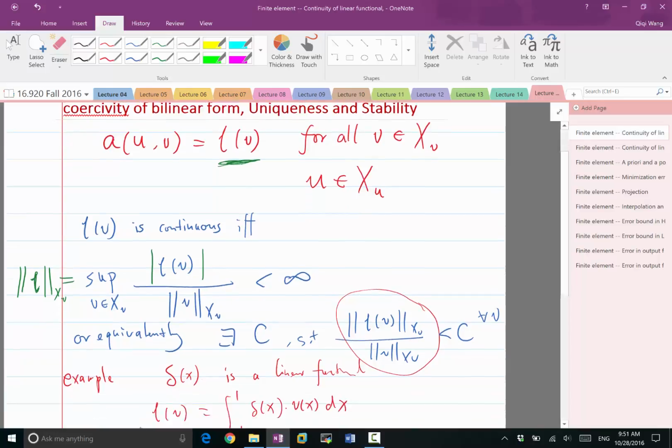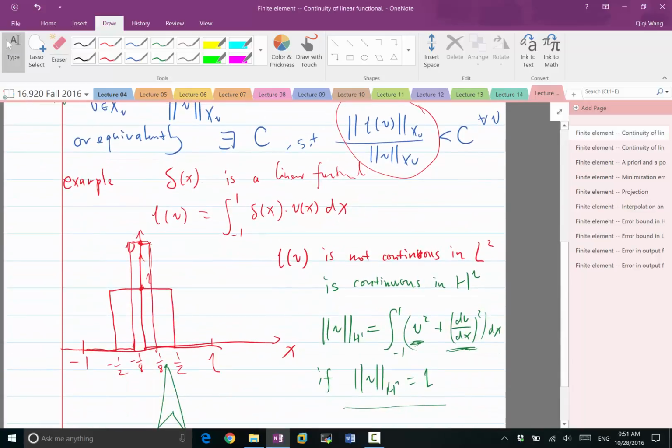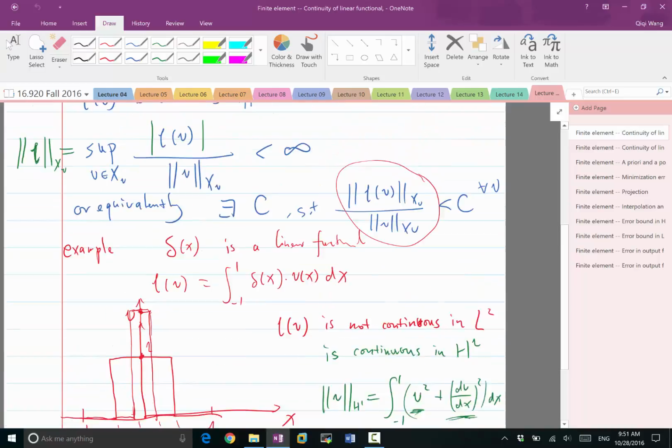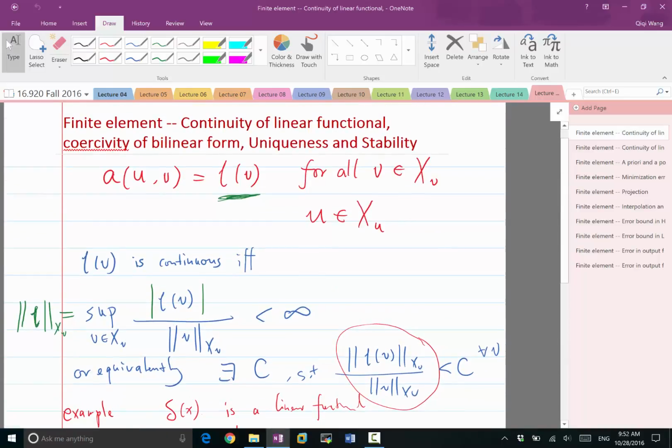But in this case, because the delta function is a bounded linear functional for H1, and our weak form for Poisson's equation we did last lecture is defining H1, therefore we still have a perfectly valid solution, and we can do error analysis and a bunch of things for finite element if we have a Poisson's equation with the delta function being the right-hand side.